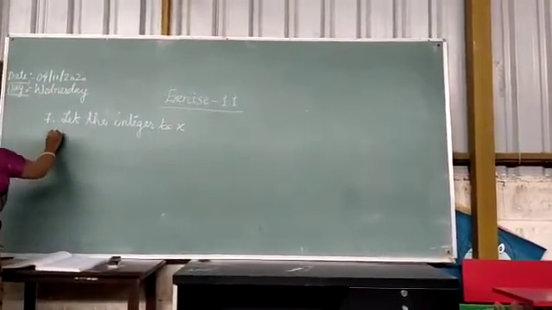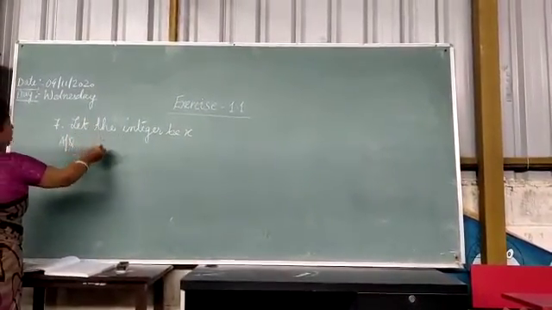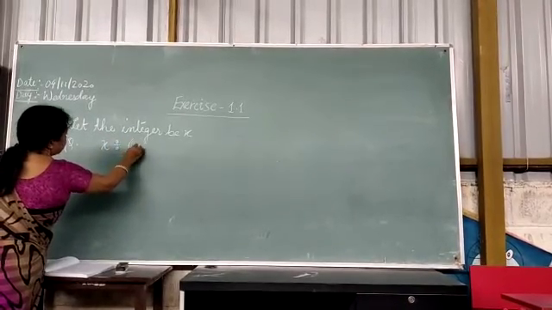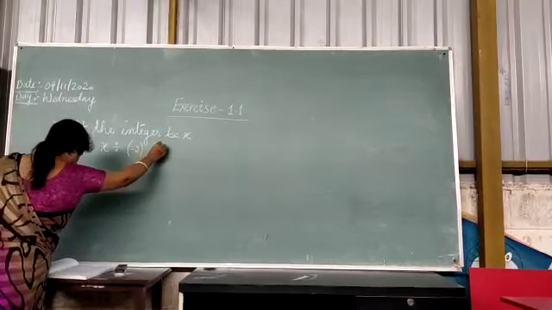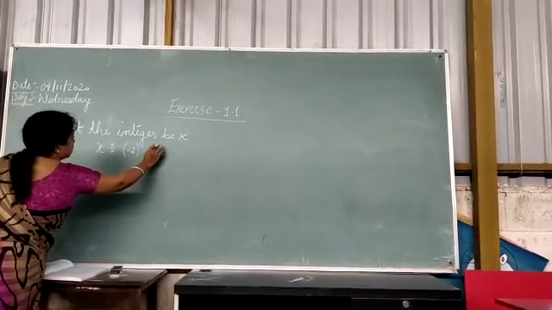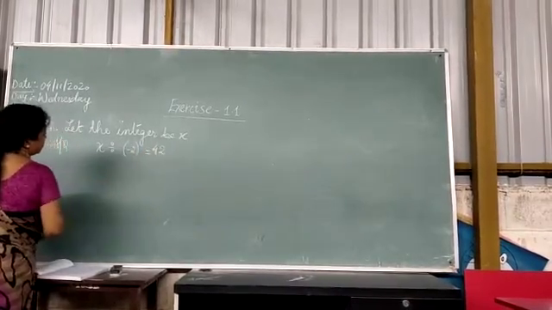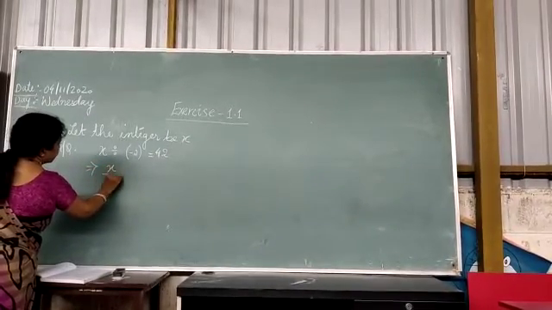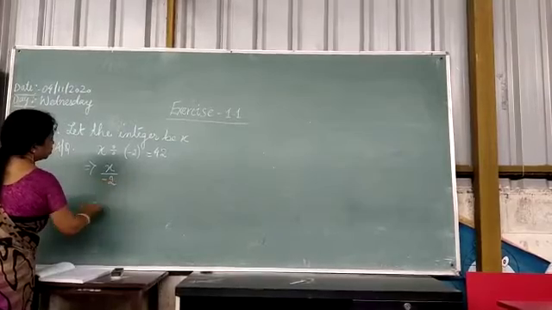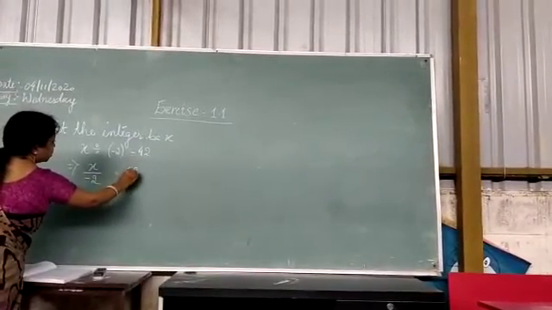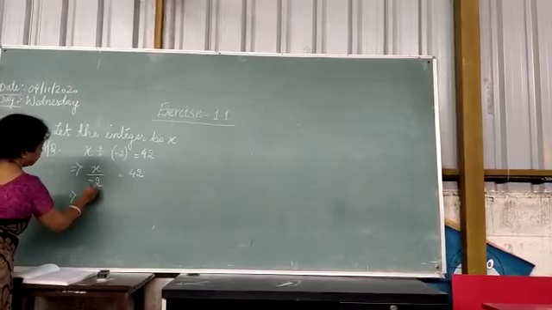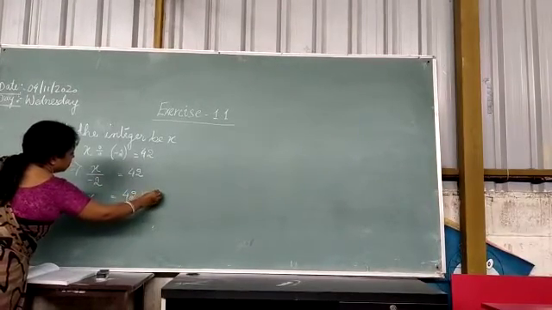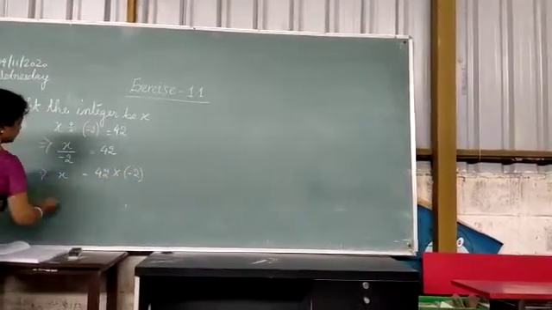Right? Now according to the given question, what is given there? X divided by minus 2 gives us how much? 42. Right? It gives us 42. Right? So now that means it is in the form of x by minus 2 equals to 42. Right? So we have to do cross multiplication. So x will be equal to 42 into minus 2, right?